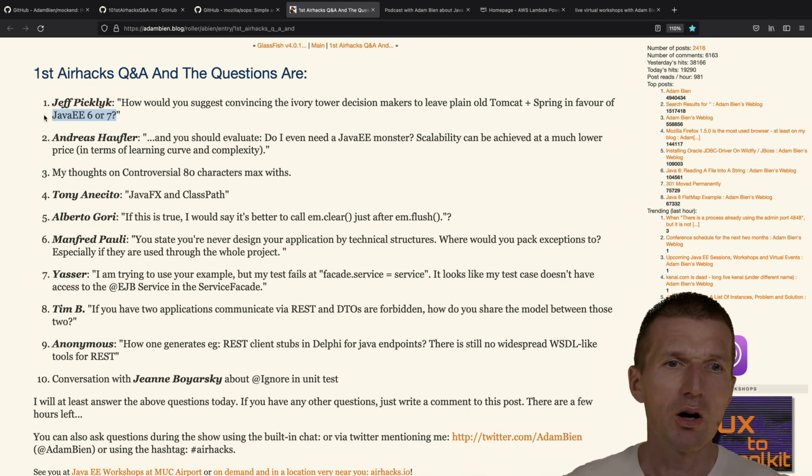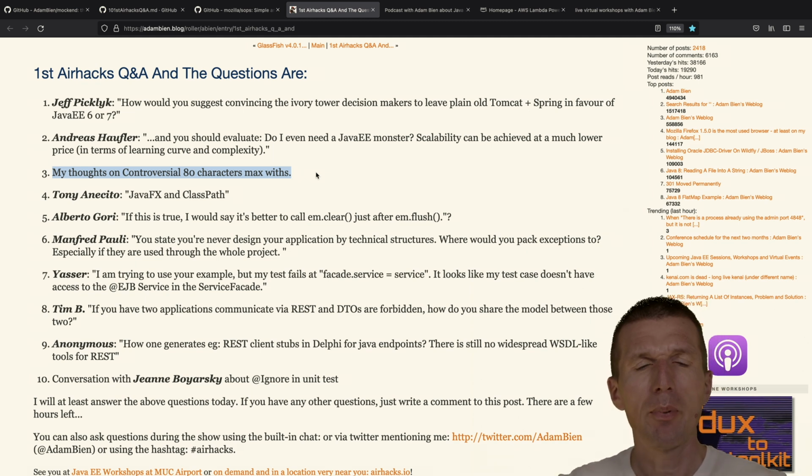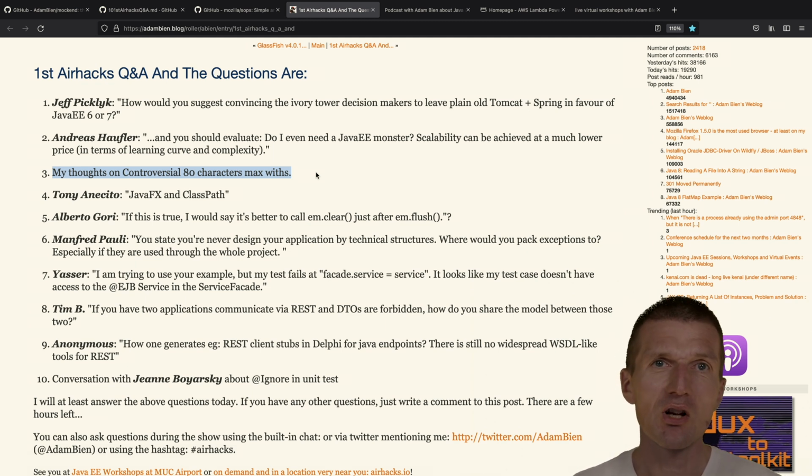My thoughts on controversial 80 characters max width. Yeah, this was formatting back then. There was a huge discussion about whether the code should be formatted within 80 characters. And I always said, okay, it should be wider than this. Funny enough, a few weeks ago we had a discussion exactly about that. And my opinion was, what I like is the Sun coding conventions, or coding standards, how to format code. But the only thing which I don't like in these coding conventions is the 80 characters limit.